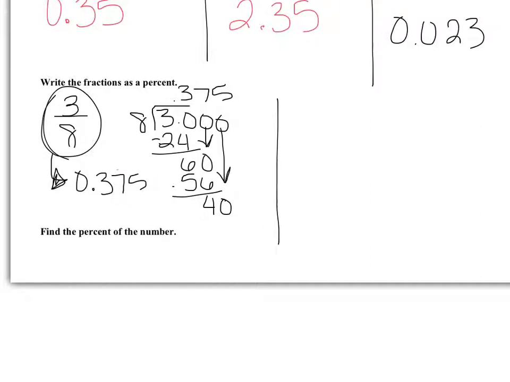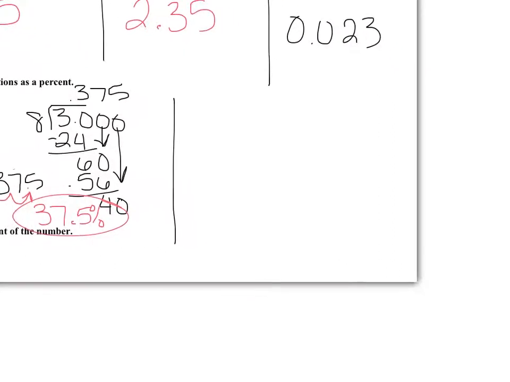So I'm going to take my decimal, move it 2 places to the right, and add a percent sign. So I get 37 and 5/10%. Okay, I want you guys to do this one on your own. I want you to change 1/6 into a percent for me.